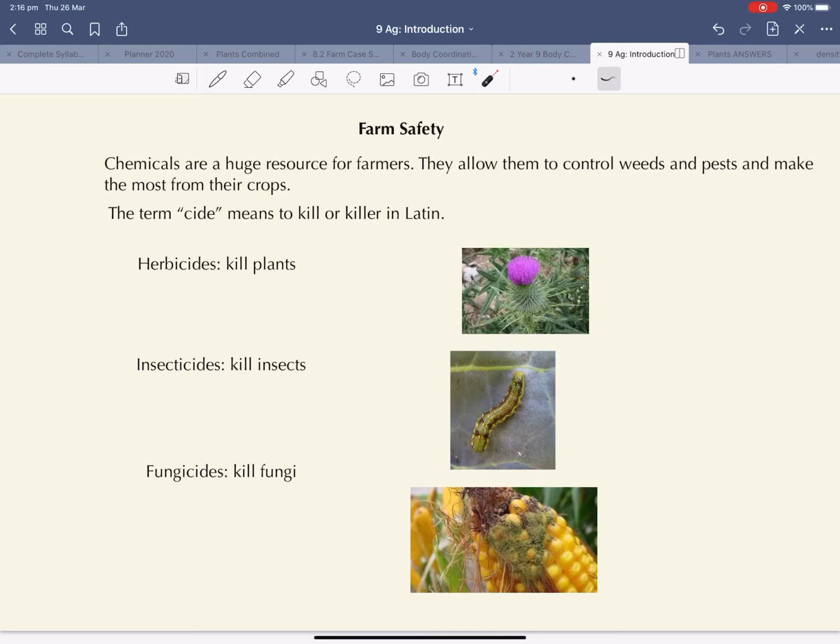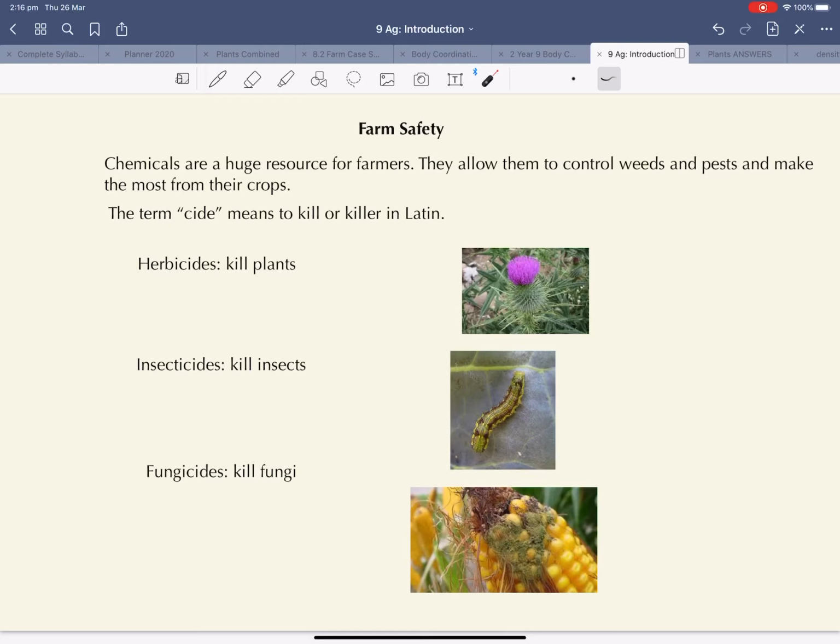So a pesticide is something that kills a pest, and we've got a whole range of different terms that we use. So the term "cide" just means to kill or a killer in Latin. So a herbicide kills plants, insecticides kill insects, and fungicides kill fungi.